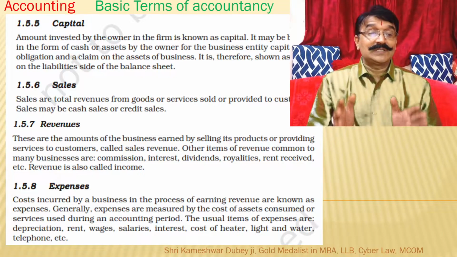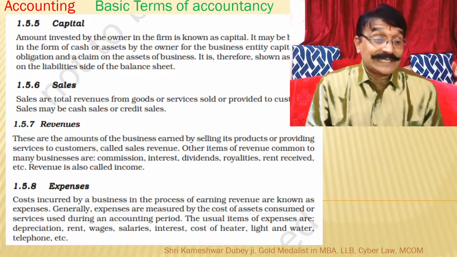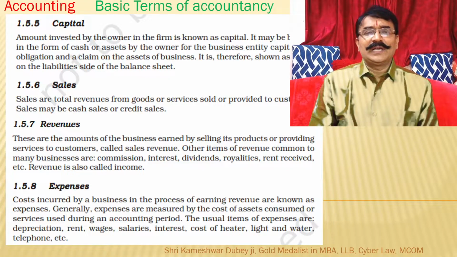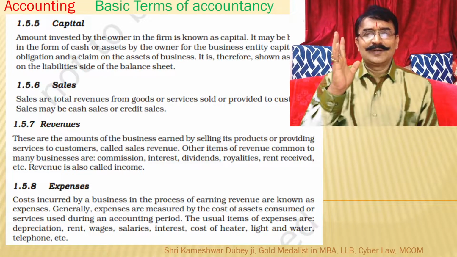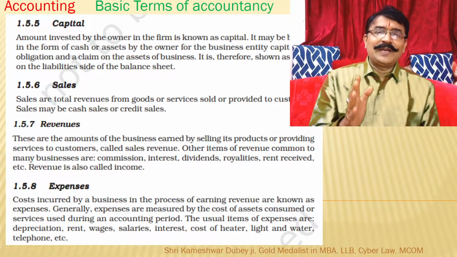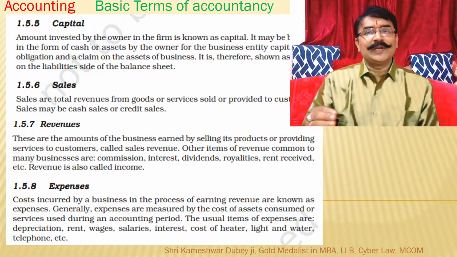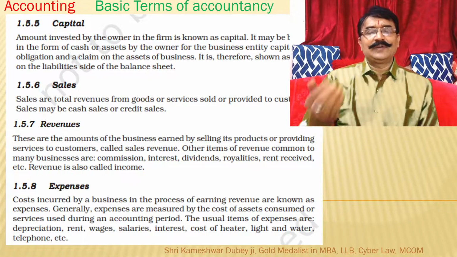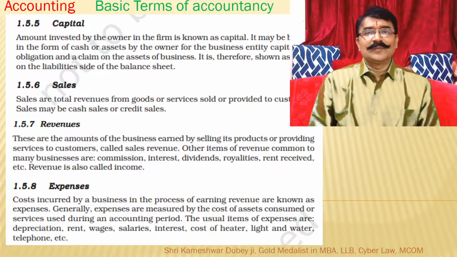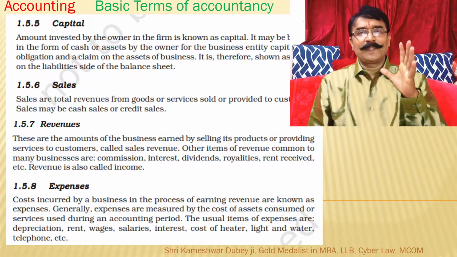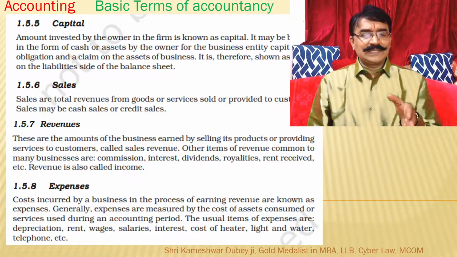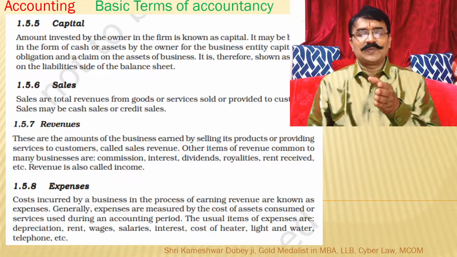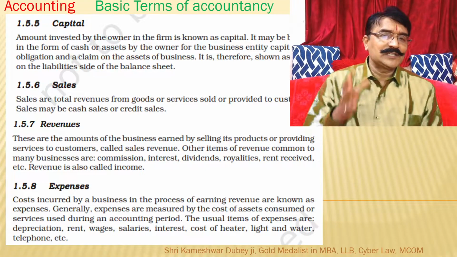So revenue is income. Expenses: costs incurred by a business in the process of earning revenue are called expenses. So whatever revenue is generated comes through some expenses incurred in the process. First you have to spend. Whatever costs are incurred by the business in the process of earning the revenue are called expenses.